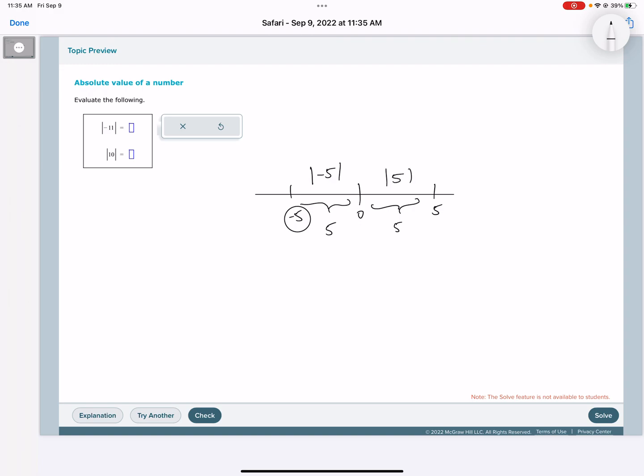But absolute value, what the sign does is it always makes it positive. So the absolute value of 5 is 5. The absolute value of -5 is still 5. It just means that is the distance. So distance is always positive.